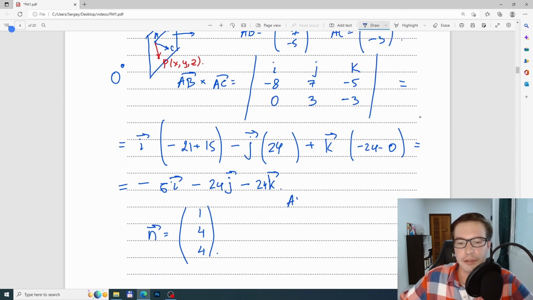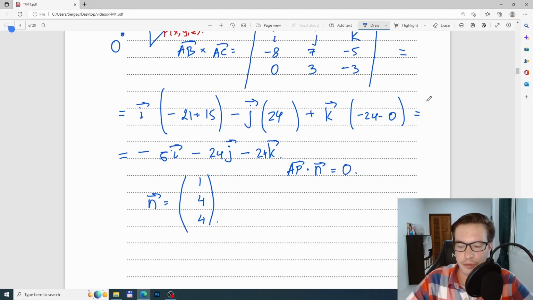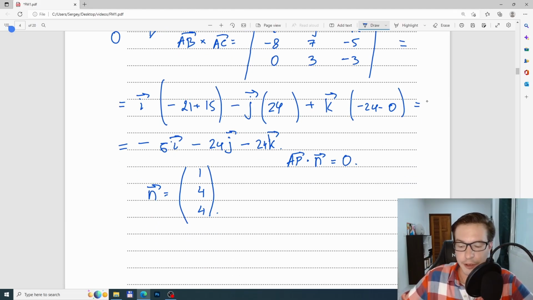I will say AP dot n should be equal to 0. So first of all, let's find AP. That's going to be x minus 4, y plus 4, and z minus 1. And then dot product with the normal vector 1, 4, and 4. That gives us 0.